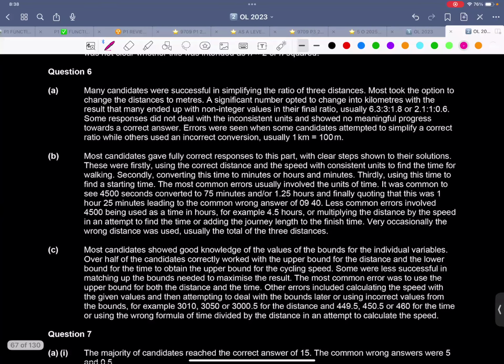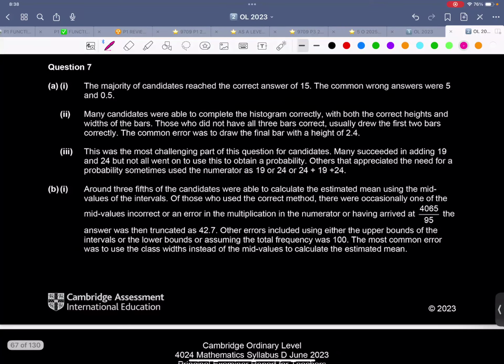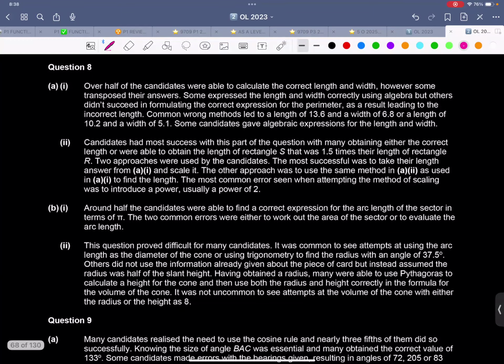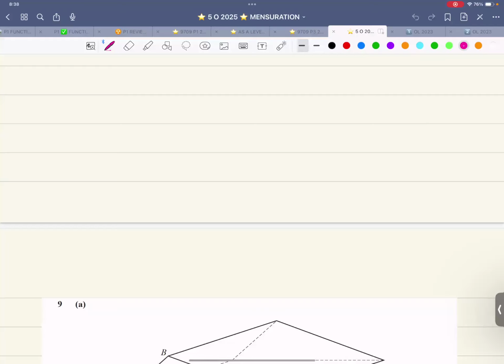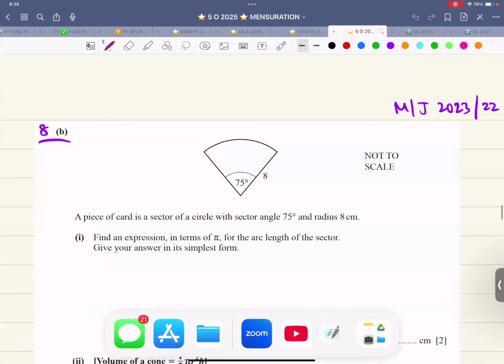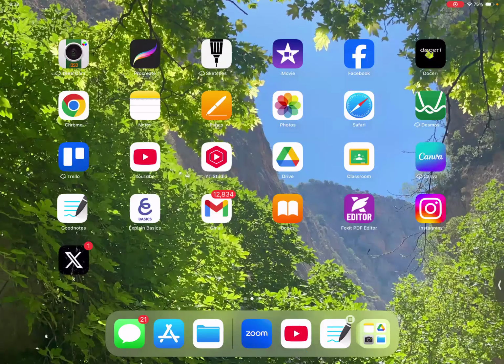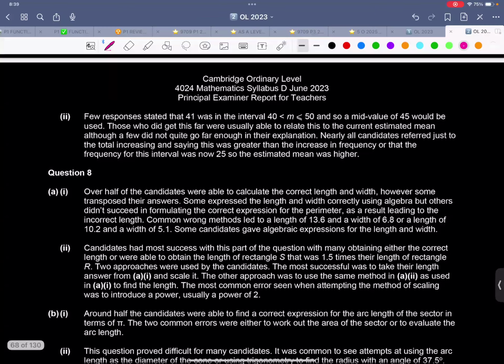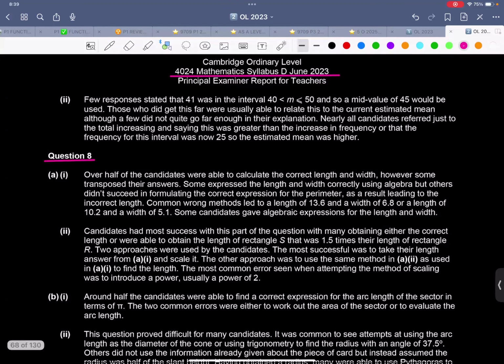Common thing, ratio. 3 bars, have the candidates correct length and width. I think that was question 8. Yes, that was question 8. Let me just double check. So the previous question, that was question 8, May, June 2023, variant 22. There it is. So let me highlight. This is May, June 2023, variant 22, question number 8.